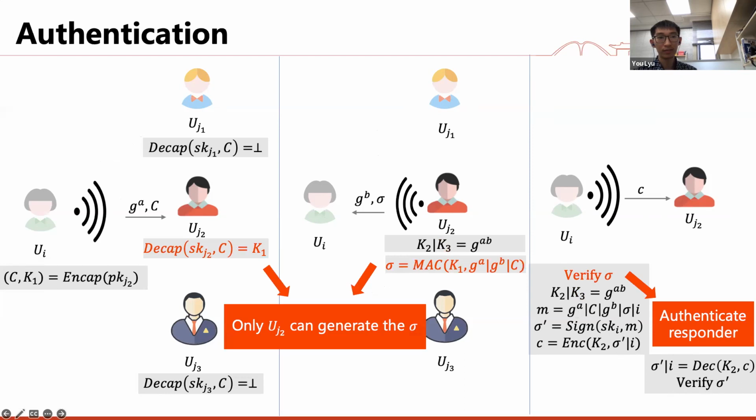Now we analyze our protocol's security. The authentication of the responder relies on the KEM and MAC. In this example, only user UJ2 can decrypt C to get K1 and generate the same sigma as user UI.